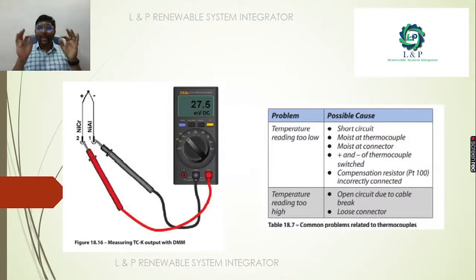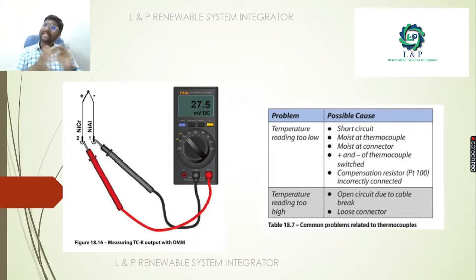Next, if you had a plan to measure a thermocouple with a K junction output using a digital multimeter, let us consider, for example, a nickel chromium and nickel aluminum thermocouple. It will have a microvolt DC reading of 27.5.